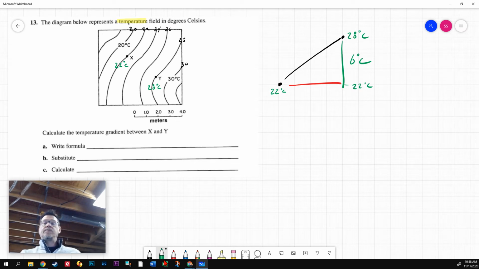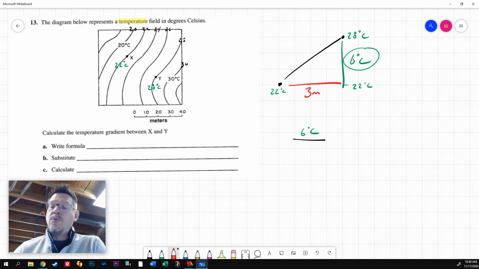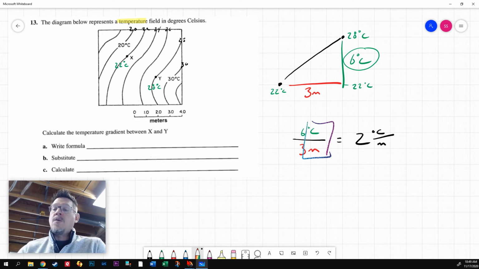All right, so this is sounding an awful lot like the last problem. My distance is, again, 3 meters. So setting this up, I'm going to take my change in field value, which is 6 degrees Celsius, and divide by the distance between the 2 points, which is 3 meters. Mathematically, that's going to come out to 2, and my label is going to be degrees Celsius over meters, because that's what the labels were in my math. And that's it. I've done all the work.